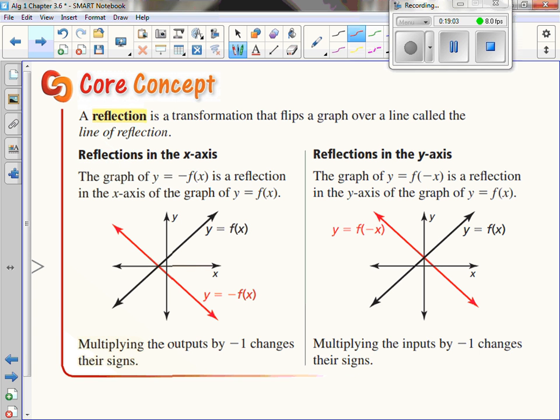So if we're talking about the transformation, I'd almost circle this or highlight this somewhere. If we talk about a transformation of negative f of x, we're reflecting it across the x. If we have negative x inside, f of negative x, then it's a reflection across the y. Outside is across the x. Inside is across the y. Questions on this here?